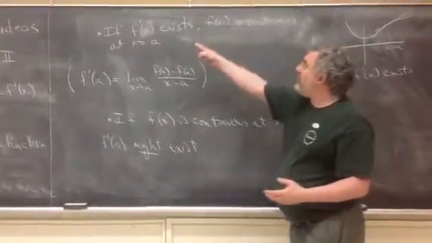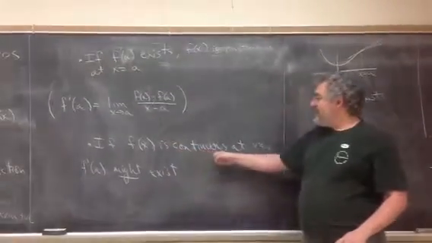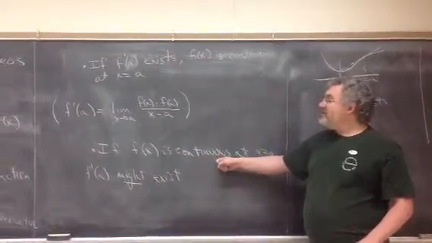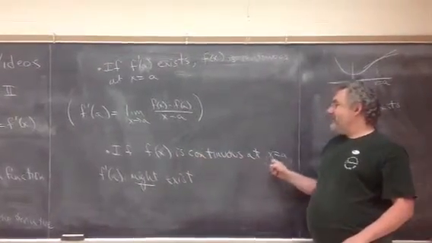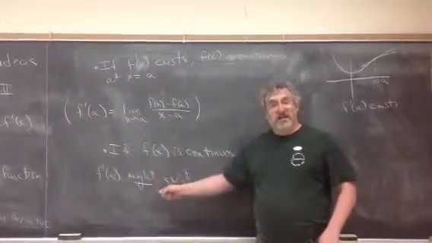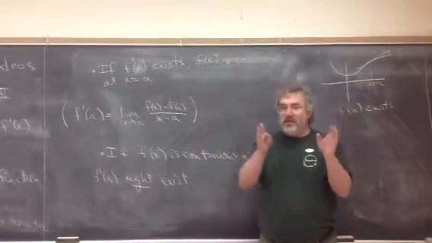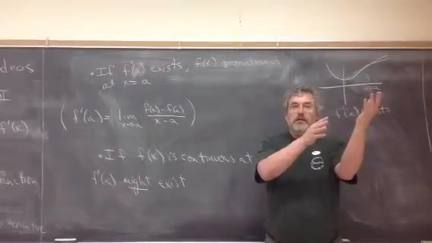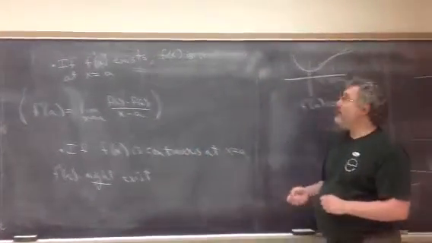Now, you might think, well, that means they're the same thing, but they're not. It is possible, if the function is continuous, that the derivative does not exist. The way I've written this is if f of x is continuous, f prime of a might exist. It might, but it's not guaranteed. These are not the same thing. Continuity does not imply differentiability. Differentiability does imply continuity. So let's take a look at some examples.